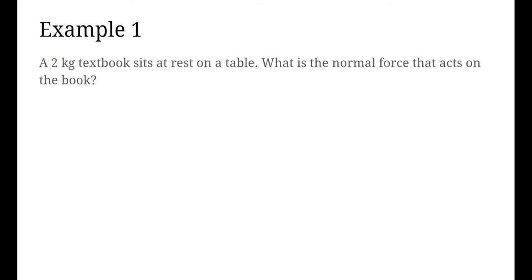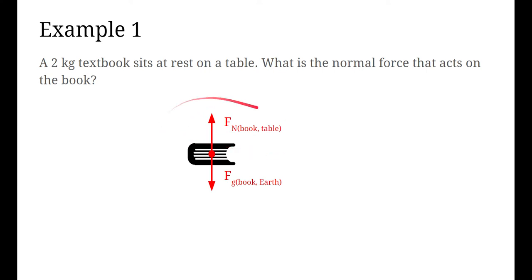For the first example, we have a 2 kilogram textbook that sits at rest on a table. What is the normal force that acts on the book? So we're trying to figure out what is the magnitude or the size of that force. Because this book is at rest, we know that the forces must be balanced. So the upwards force has to be equal to the size of the downwards force.